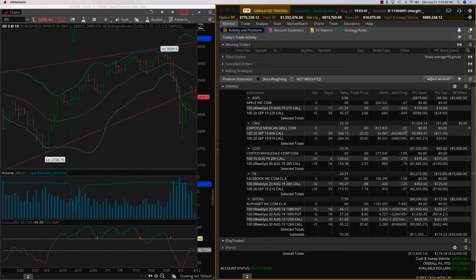Hey everybody, we are looking at a Chipotle swing trade here. You can see it's up $1,024. This was a trade for about $2,200. So this is about a 45% return. We are closing this swing trade and markets are down today.